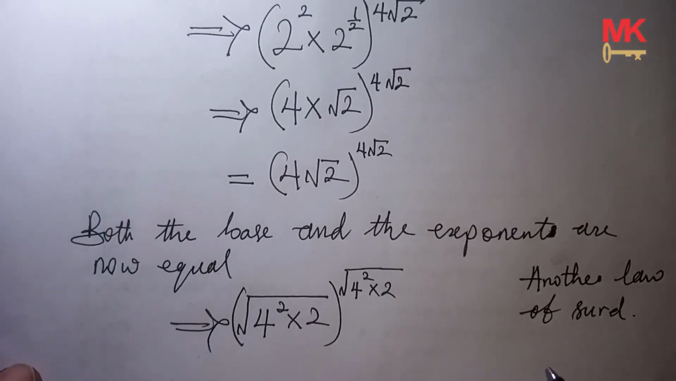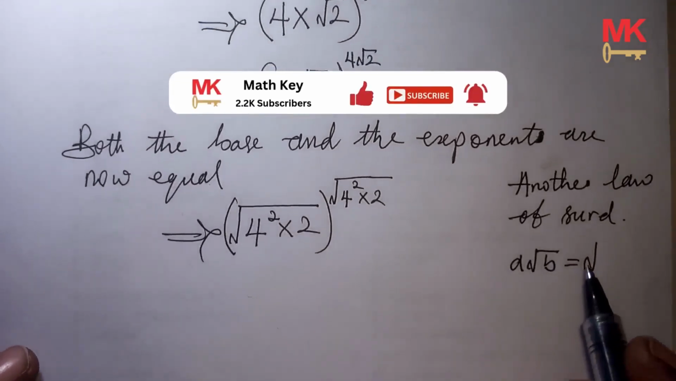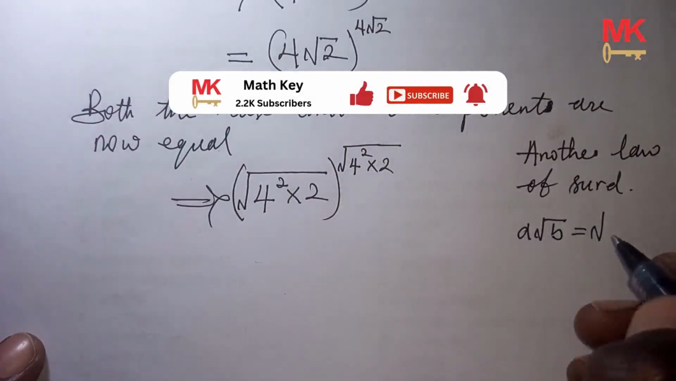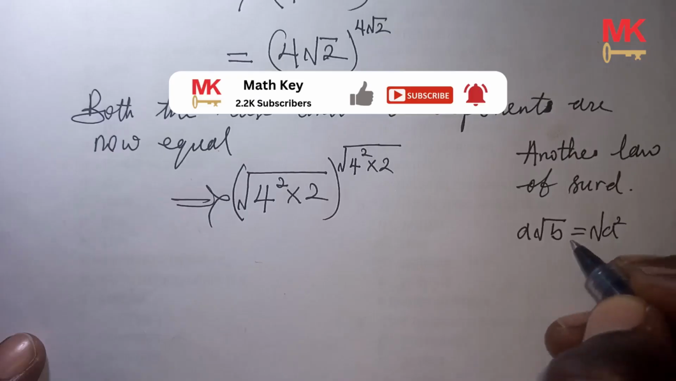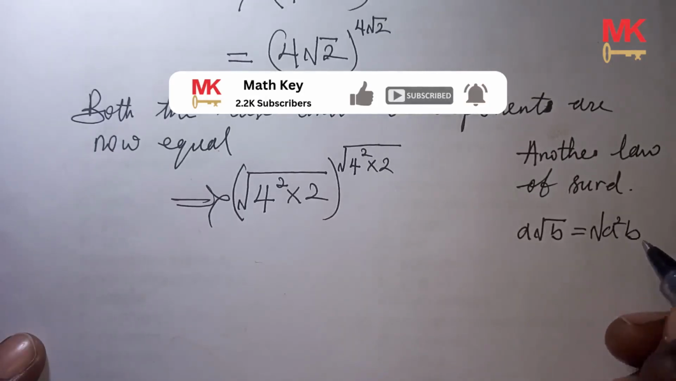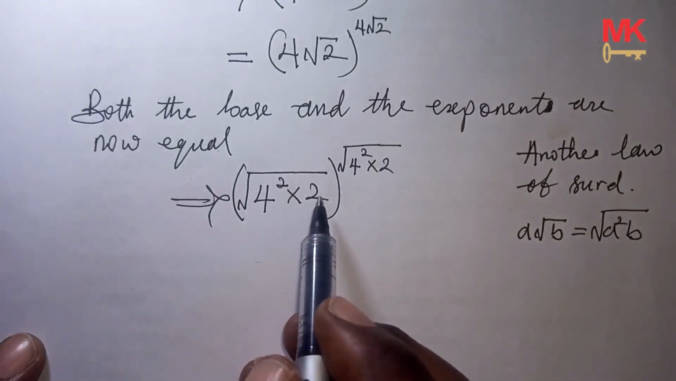Another law of surd. It says that a root b is equal to the square root of a squared b. As a enters this surd, it becomes squared, it gets squared, and it multiplies the b you see there. So this is another law of surd. So that is what we have applied here now.